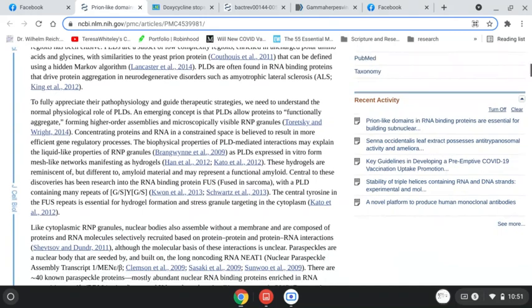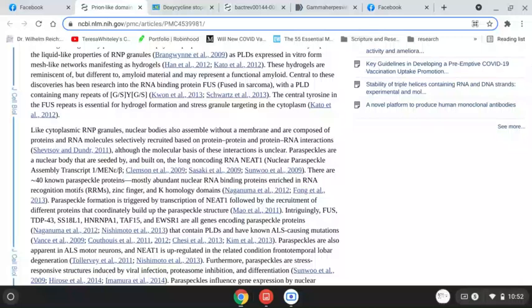the cytoplasm. Like cytoplasmic RNP granules, nuclear bodies also assemble without a membrane and are composed of proteins and RNA molecules selectively recruited based on protein-protein and protein-RNA interactions, although the molecular basis of these interactions is unclear. Paraspeckles are a nuclear body that are seeded by and built on the long non-coding RNA NEAT1, nuclear paraspeckle assembly transcript. There are 40 known paraspeckle proteins, most abundantly nuclear RNA binding proteins enriched in RNA recognition motifs, RRMs, zinc fingers, K homology domains.